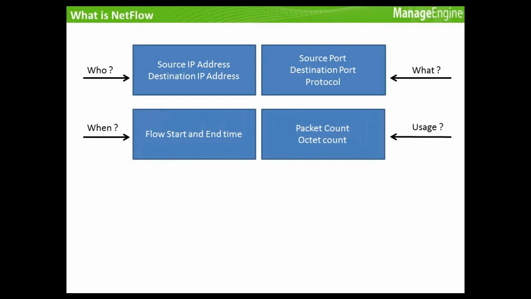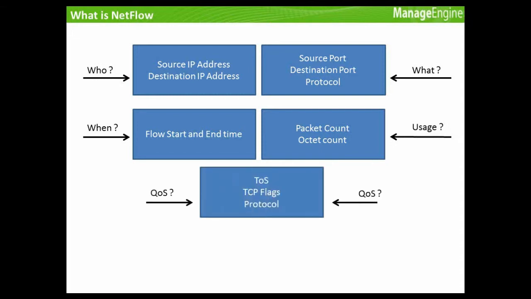The flow start time and end time. When did the conversation start? When did the conversation end? It gives you information about when this happened and how much of your bandwidth was being utilized by this conversation. What was the packet count? What was the byte count? That is the volume, so what was the usage? And then there is the quality of service value. You get type of service, TCP flag, protocol being used, your differentiated services DSCP code point, so your QoS related information.